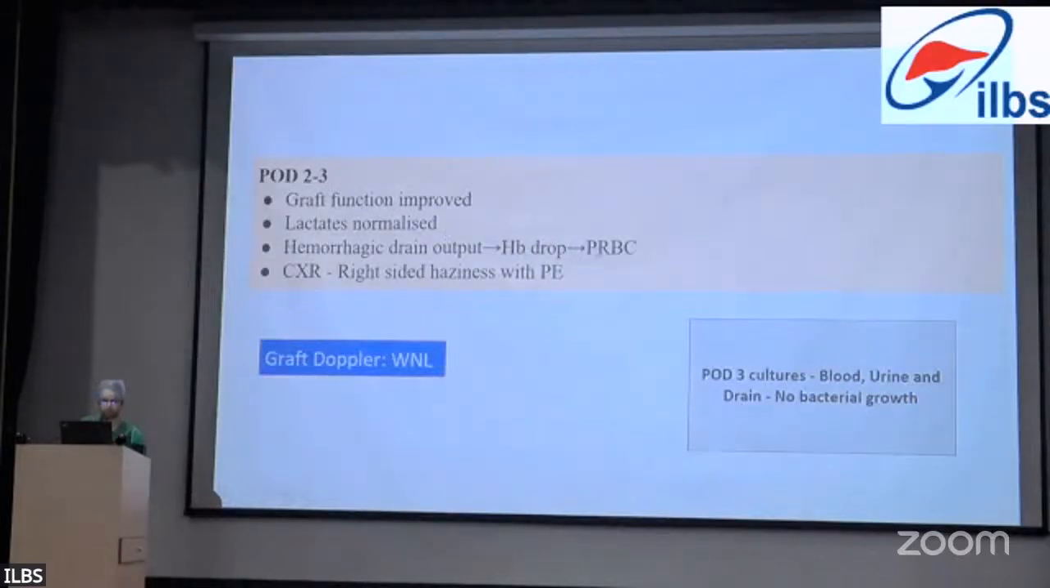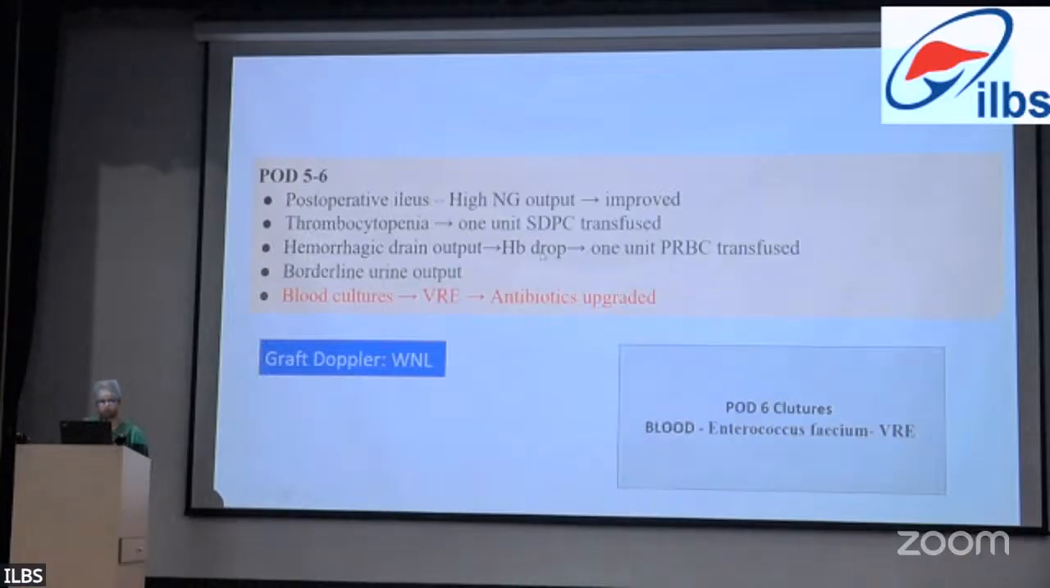He had hemorrhagic drain output, for which PRBC was transfused. In chest X-ray, there was right-sided haziness with pleural effusion. On POD 3, cultures of blood, urine, and drain showed no bacterial growth. On POD 6, he had postoperative ileus with high NG output, but it improved with bowel rest. He had thrombocytopenia, for which one SDP was transfused, and there was hemorrhagic drain output, for which one more PRBC was transfused. He had borderline urine output, and blood culture showed VRE, for which antibiotics were upgraded.